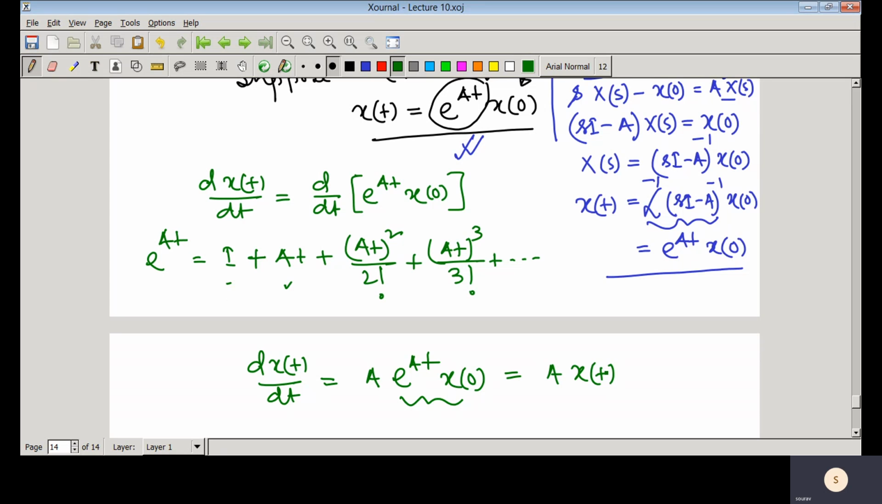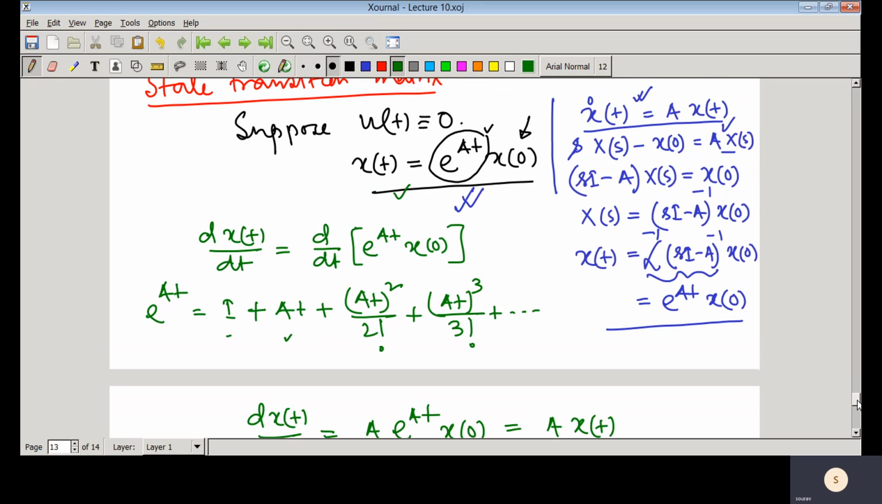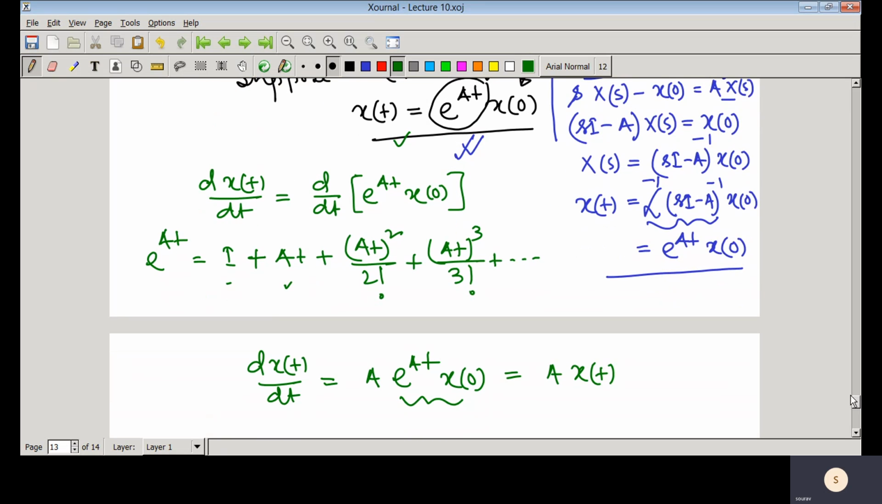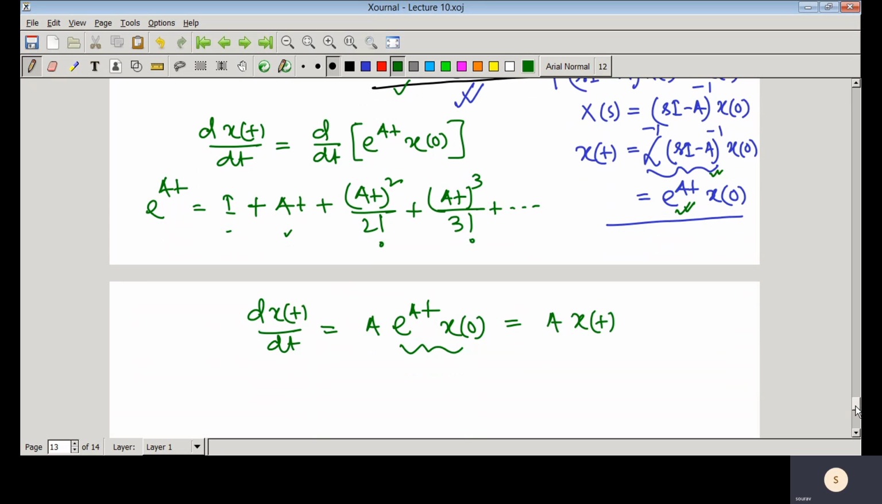So you can see that if you take the derivative of this solution, again you are getting back this particular state equation. So now it is proved. That means x(t) equals e to the power At x0 is the solution of the differential equation, and this e to the power At is equal to the Laplace inverse of (sI minus A) inverse, which is called the state transition matrix.